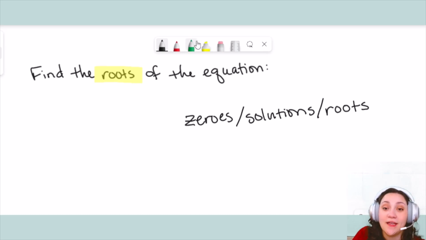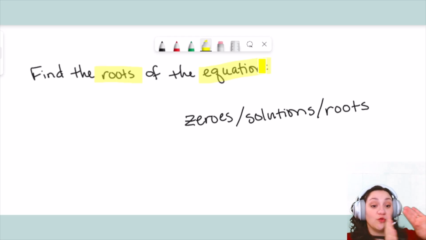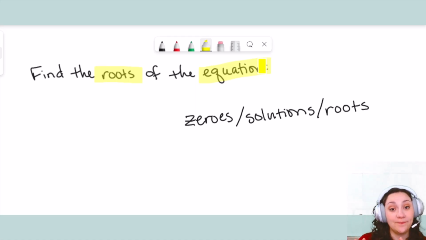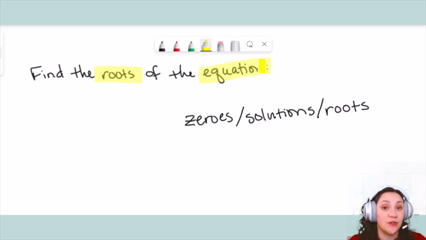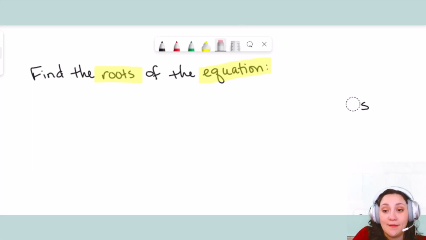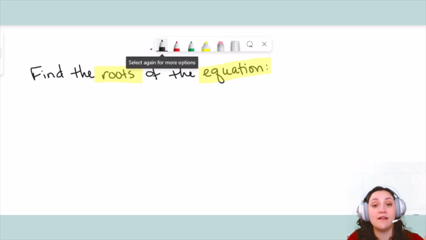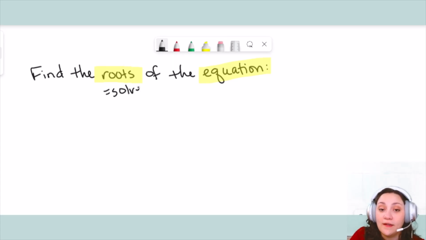And oftentimes, when we're talking about an equation and not a graph, just the equation, we like to use that word roots. So a lot of times you'll see the word roots used when we're talking about just an equation. But they all mean the same thing. If you see a problem that says find the roots of the equation, they want you to solve that equation. And a quadratic equation specifically. So we're given this equation.